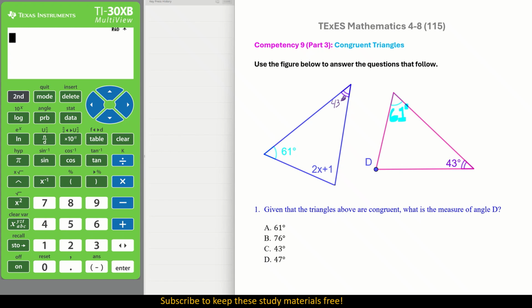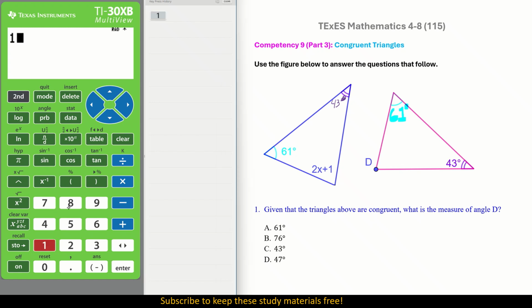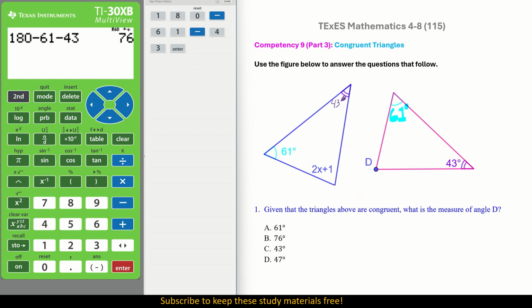Well, they want to know the measure of D. Well, we could find the value of X. It's not asking for X, but just a little FYI, that's the next question. But looking at congruency, we also know the properties of a triangle say that all three angles equal 180. So to find D, what do we need to do right now? We need to do 180 minus the 61 minus the 43, and that gives us 76.